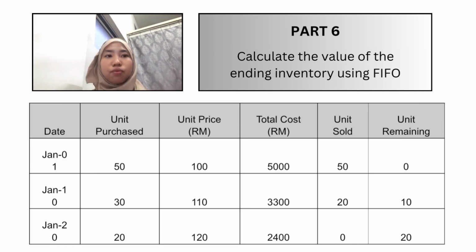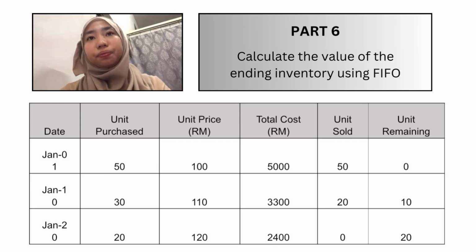For the second step, we calculate the value of the remaining inventory. 20 units times 120 ringgit equal 2,400 ringgit. And for the second one, 10 units times 110 ringgit equal 1,100 ringgit. The total value of the ending inventory is 2,400 ringgit plus 1,100 ringgit equal to 3,500 ringgit.